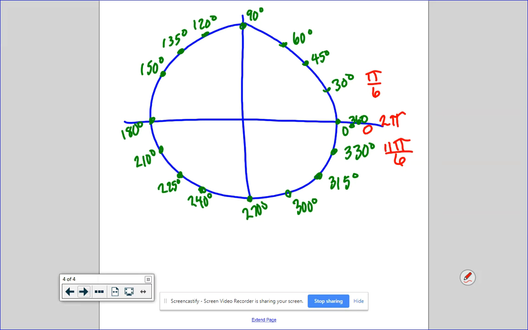So 45. How many 45s are there in 180? 1, 2, 3, 4. So 45 degrees is pi over 4. Using that same logic, what do we think 60 degrees is? How many 60s go into 180? There's 3, right? So this becomes, in radians, pi over 3.